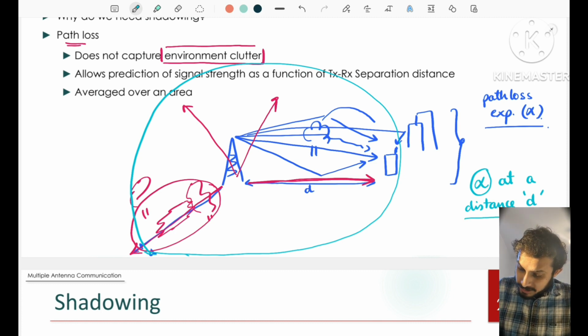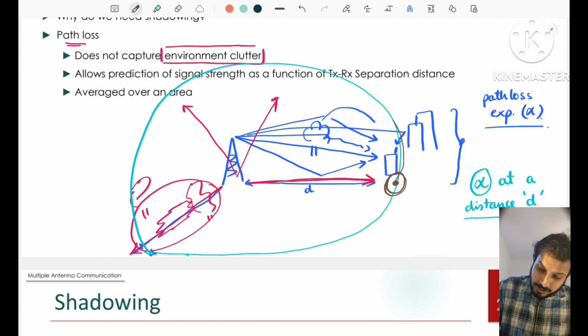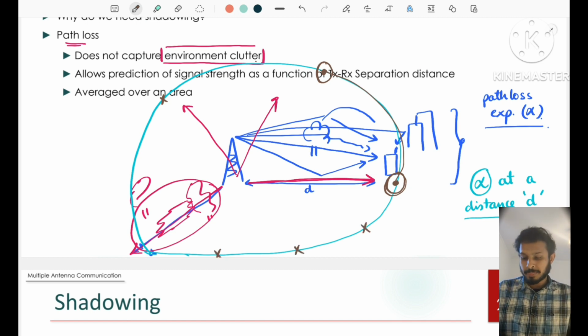And how do we calculate it? We go to a single direction. Around this distance d, we take a lot of measurements. We then average the measurements, and then we go to the next location in some other direction. We take a lot of measurements around this distance, then average, and similarly in all the directions we take the average of the received signal strength. And by taking all the averages, we get the path loss exponent.